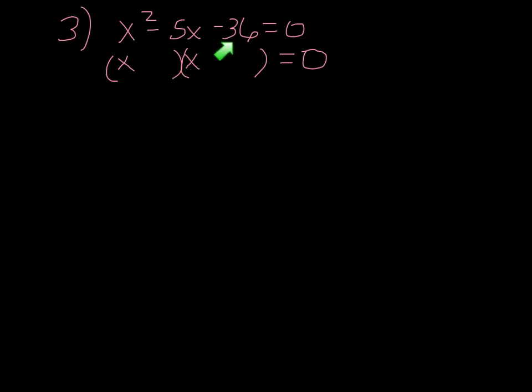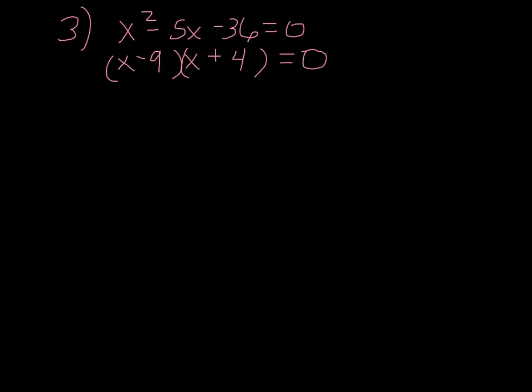I need to multiply to negative 36, but I have to add to negative 5. So that means that I would need 2 numbers whose product is negative 36, but whose sum is negative 5, and the 2 numbers I come up with are negative 9 and positive 4. Because negative 9 times positive 4 gives me negative 36, but negative 9 plus 4 gives me negative 5.